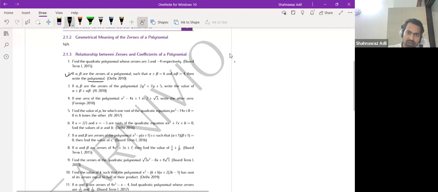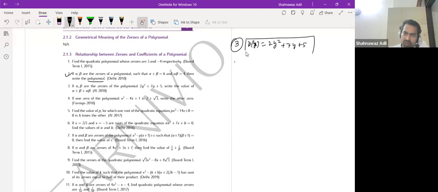So no need to explain this question to you guys, Amira, Abir, and Hashid. Okay, so the third question, right? This one is different. If alpha and beta are the zeros of the polynomial, write the value of... Let's say the polynomial p(y) is 2y square plus 7y plus 5, a function of y.